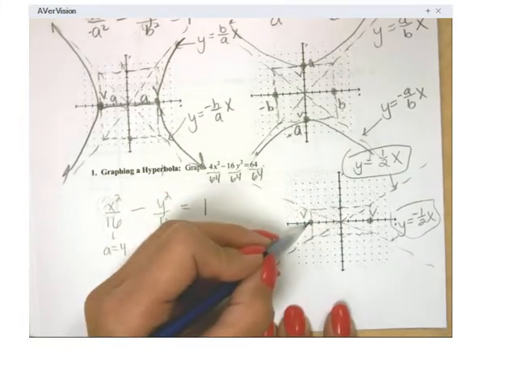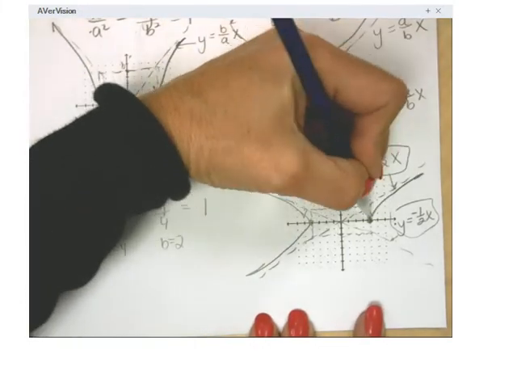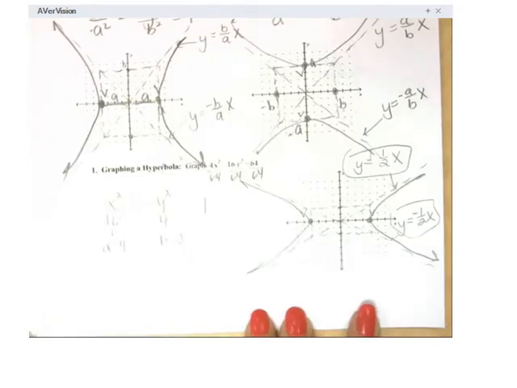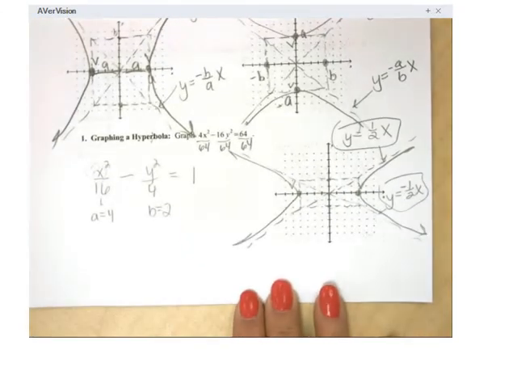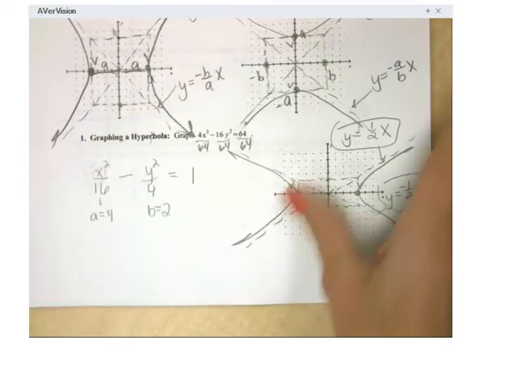And now I'm ready to graph my hyperbola because I know in the x direction this is going to open left and right. This is not part of the hyperbola, remember, that just helps me to make the box. So I'm going to have kind of a skinny guy over here and another skinny guy over there.